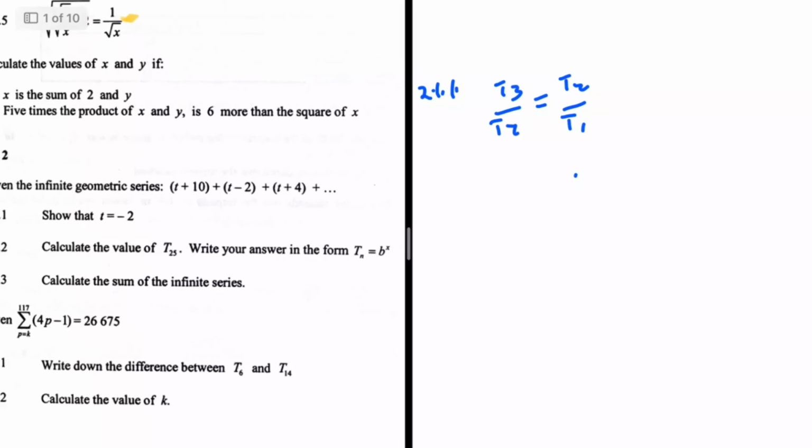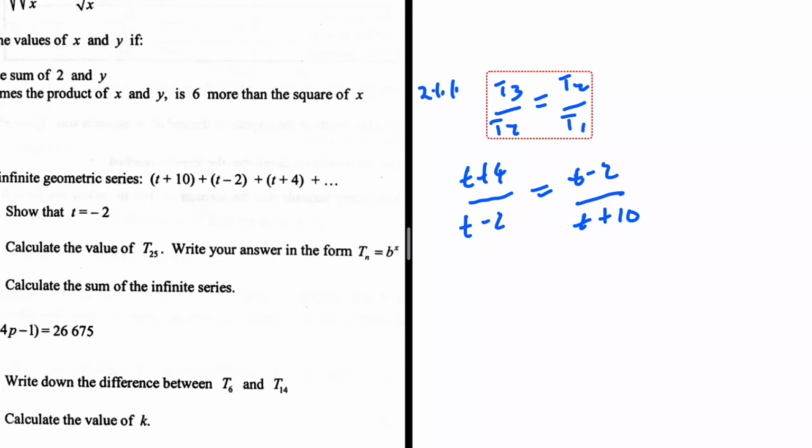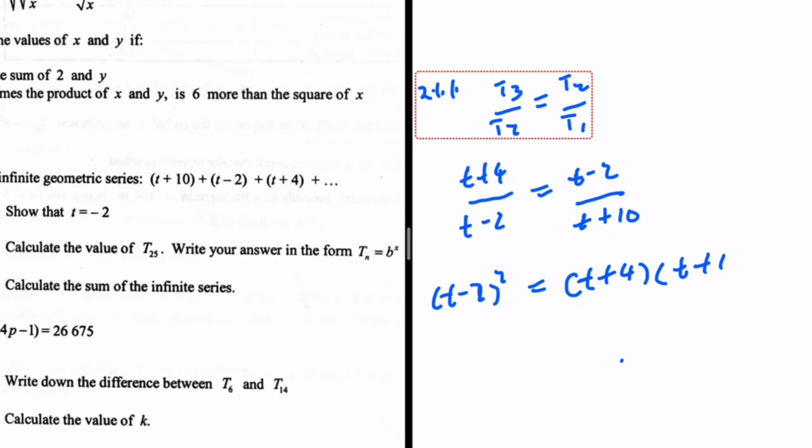So t3, that is t plus 4, divided by t2. t2 is t minus 2. That is equal to t2, which is t minus 2, divided by t1, which is t plus 10. So we cross multiply, we get t minus 2 squared being equal to t plus 4 and then t plus 10.